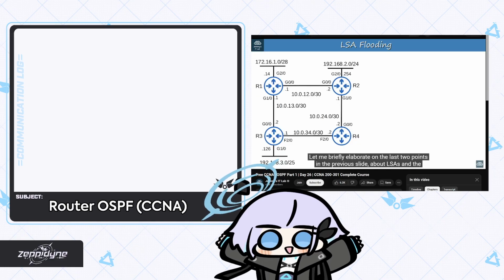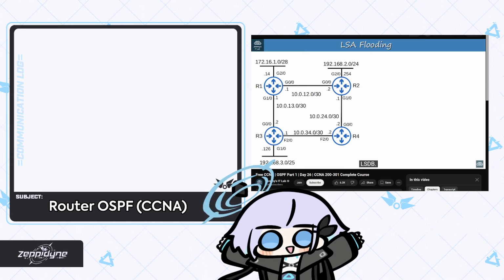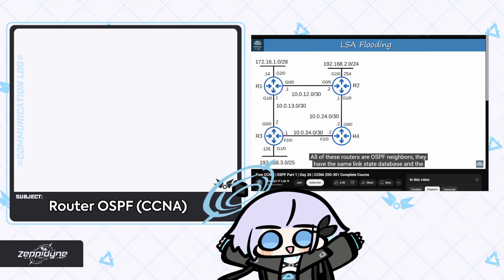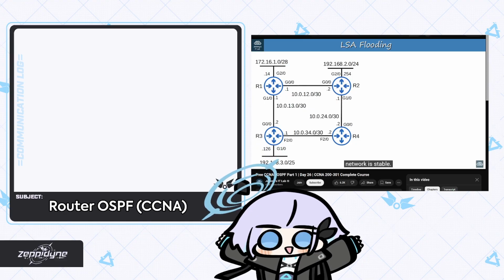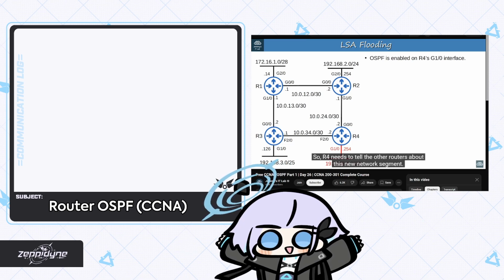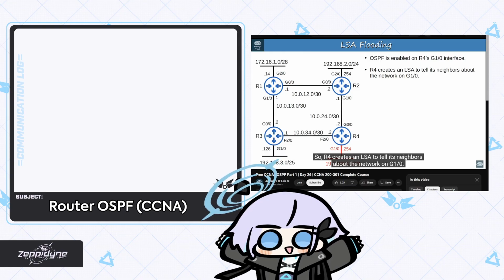Let me briefly elaborate on the last 2 points in the previous slide, about LSAs and the LSDB. So let's say this network of 4 routers is running OSPF. All of these routers are OSPF neighbors. They have the same link state database, and the network is stable. Then, OSPF is enabled on R4's G10 interface. So R4 needs to tell the other routers about this new network segment. So R4 creates an LSA to tell its neighbors about the network on G10.